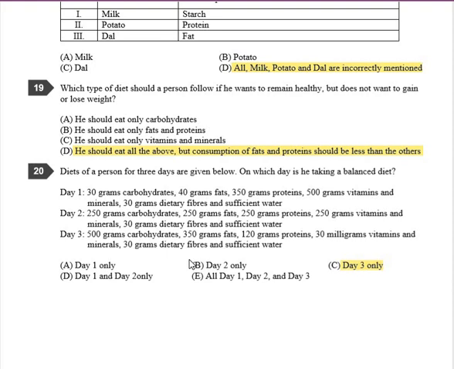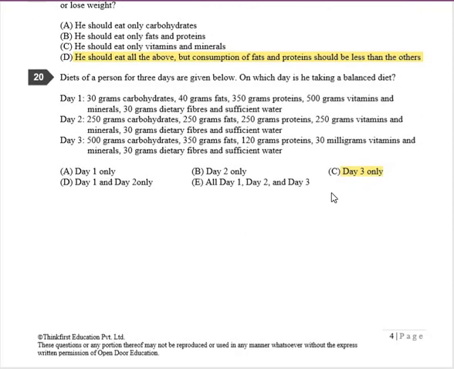So when we compare these three days, day 3 is the more balanced one. Day 1 contains 500 grams of vitamins and minerals, which is more than what is required in a day. Day 2's diet contains each nutrient in equal amount, which does not necessarily mean a balanced diet. Vitamins and minerals are not required in our body in such a large amount. Day 3 is a balanced diet, as it contains the most appropriate amount of nutrients. So option C will be correct, that is day 3.